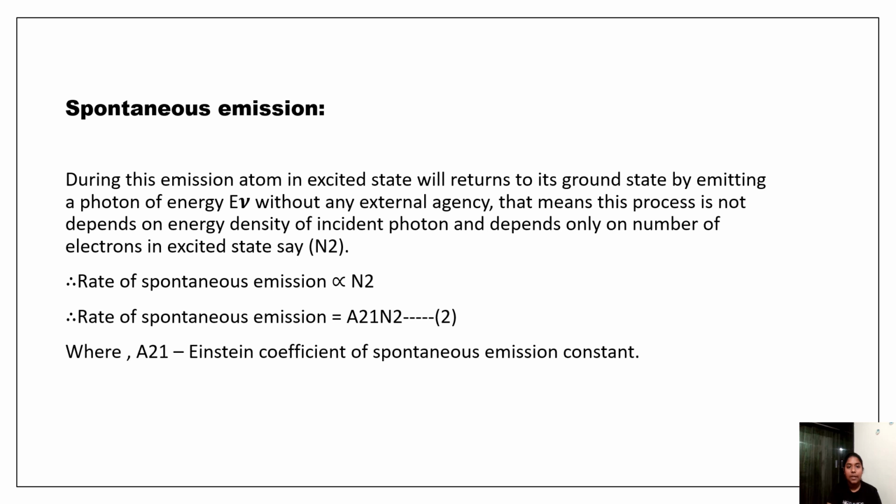Spontaneous emission. During this emission, an atom in an excited state will return to its ground state by emitting a photon of energy E mu without any external agency. That means this process does not depend on the energy density of the incident photon and depends only on the number of electrons in the excited state N2. The rate of spontaneous emission is directly proportional to N2. That is, the rate of spontaneous emission is equal to A21 N2, where A21 is represented as the Einstein's coefficient of the spontaneous emission constant.